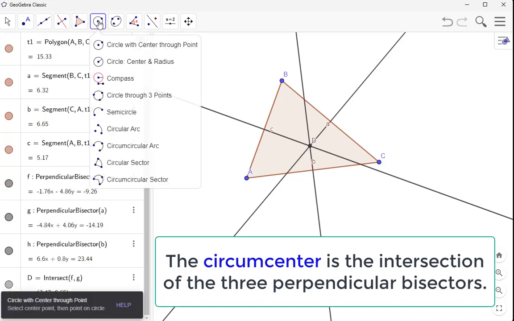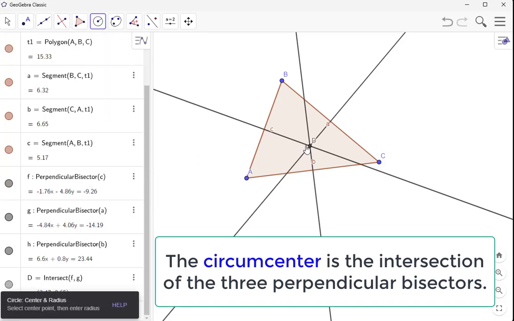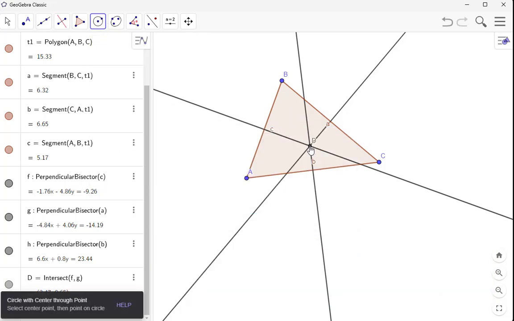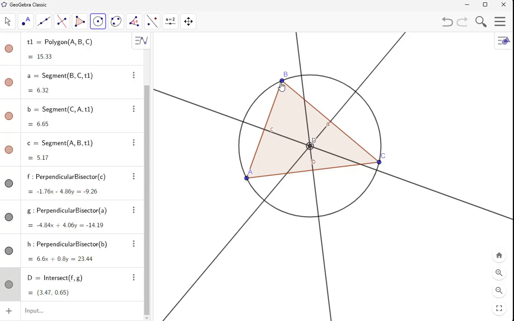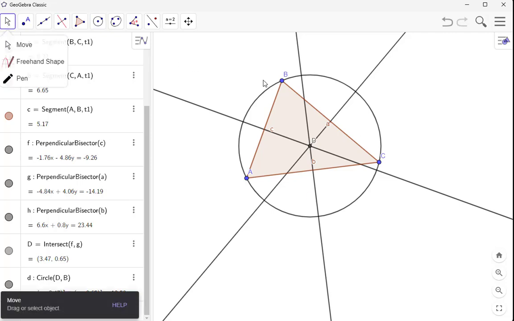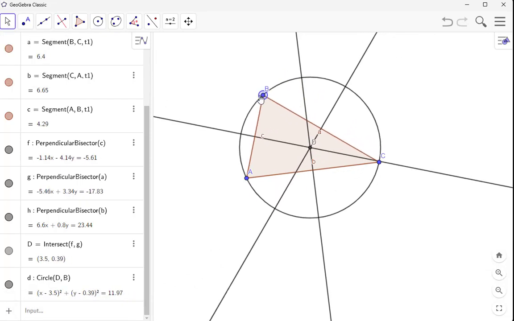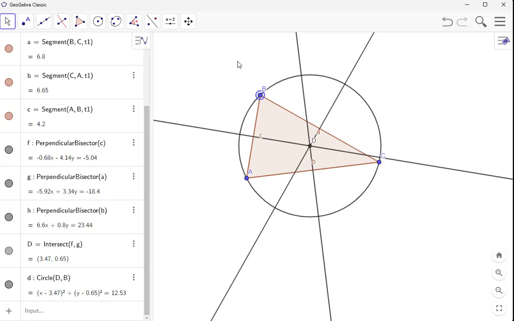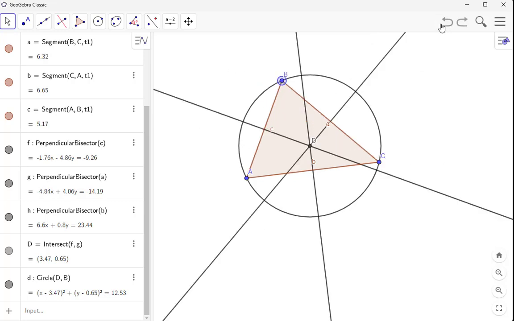And once I define it, I can use my center through a point tool, not center and radius, go out to any vertex, and it's going to go through all three because that's the circumcircle. So there's the circumcenter, which is the intersection of the three perpendicular bisectors. The angle bisectors are going to give us the incenter in a minute. And this one's the center of the circumcircle. The incenter is the center of the incircle, which we'll see. So let's do that one last.